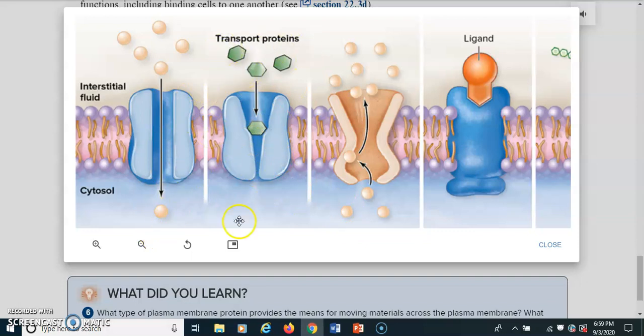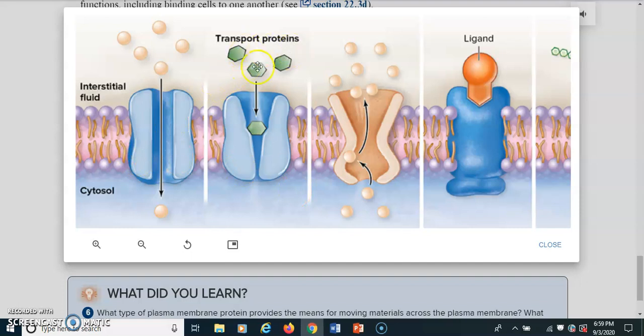Okay, so the first function that you should know that proteins have in the cell or plasma membrane is they can serve as transport proteins. So remember how I said the phospholipid bilayer is a pretty formidable barrier. Not many things can pass through. Just got to be really small or nonpolar. So a lot of substances need help getting across the plasma membrane.